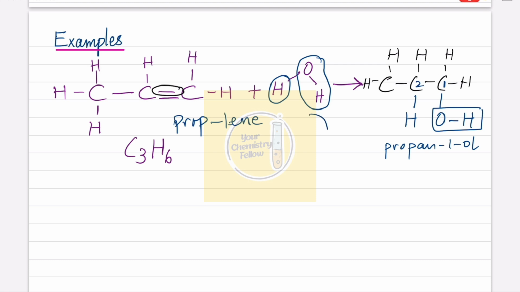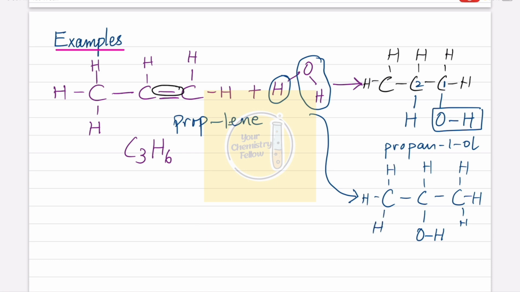So what will be the product formed then? Its structure will be like this: OH on the second carbon and the rest of the carbons bonded with the hydrogen atoms. As the functional group is present at carbon number 2, the name of this alcohol will be propan-2-ol. So you have a choice to write down either one of the products as a result of the hydration of prop-1-ene.